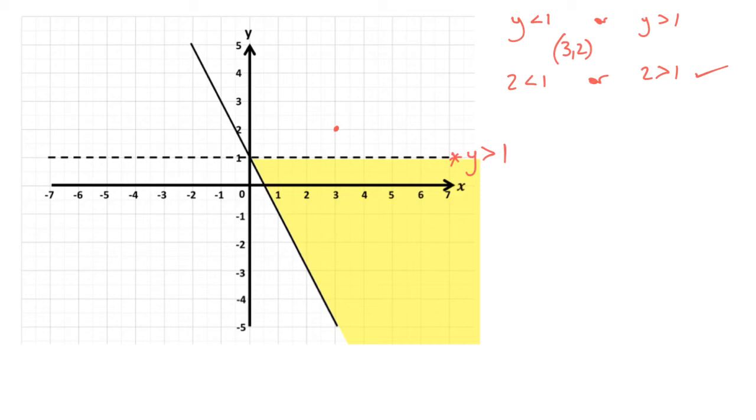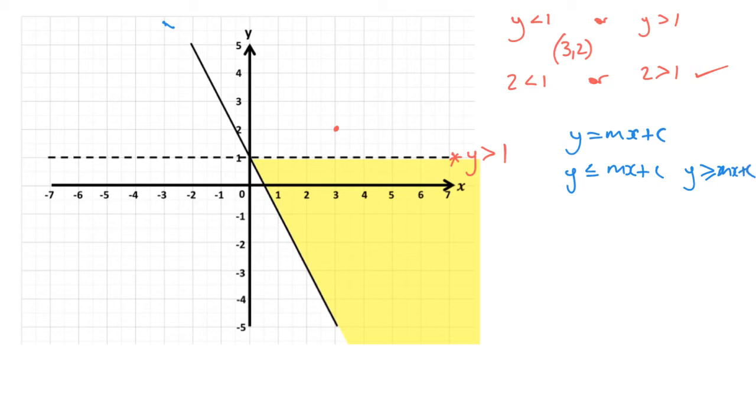We then need to look at the slopey line, and it's going to involve x and y, so it's going to be of the form y equals mx plus c. It's a solid line, so it's going to be y is less than or equal to mx plus c, or y is more than or equal to mx plus c.